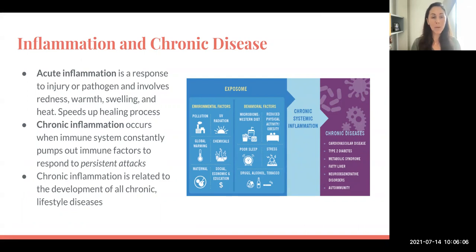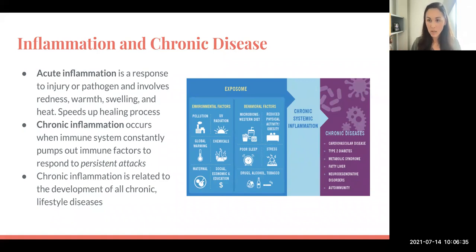However, our body has an inflammatory response for a reason. There is an appropriate time and place for inflammation, and that is called acute inflammation, meaning inflammation that occurs in a short time window when it's needed and then goes away. And this typically occurs in response to an injury or some sort of pathogen, virus, bacteria that your body's trying to fight off. And it involves warmth, redness, swelling, and heat.